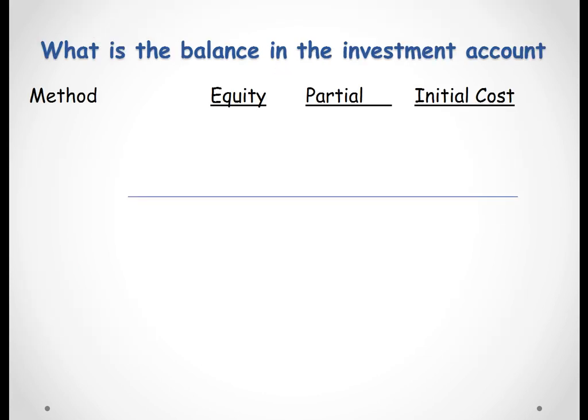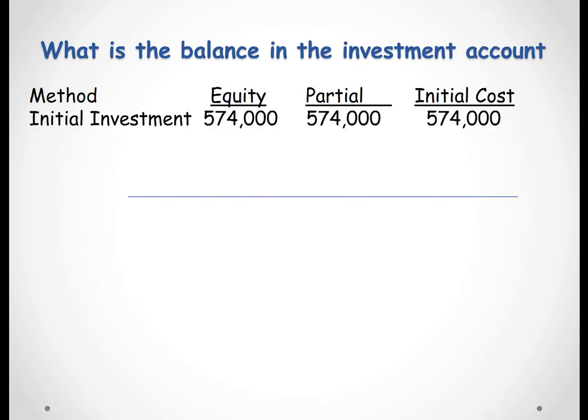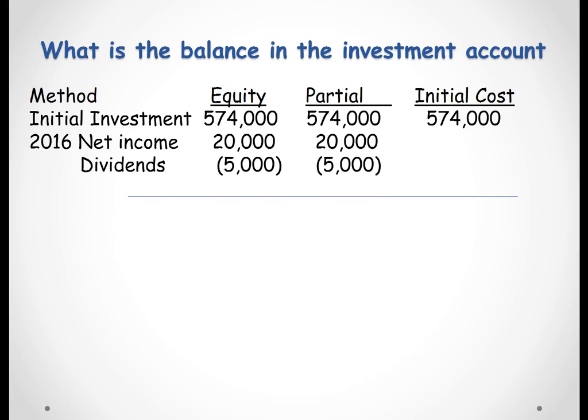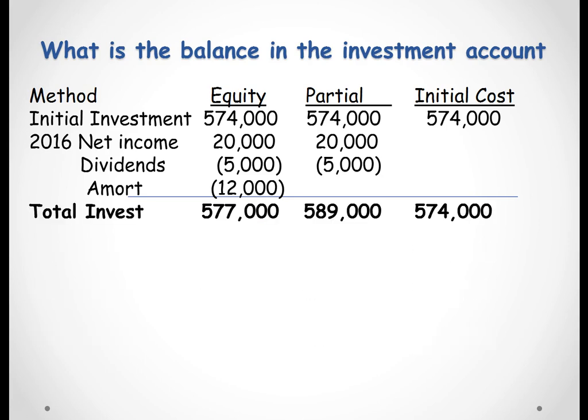Now, the next thing, what is the balance in the investment account? For the initial investment, it's the same for all three. But now we're going to adjust for net income for both the equity and partial equity method. We are going to adjust for dividends for both of them, but only amortization for the equity method. So this would be the balance at the end of 2016 in the investment account under the three different methods.